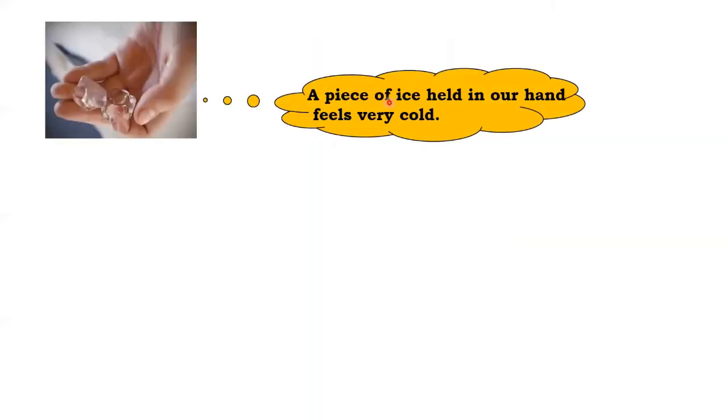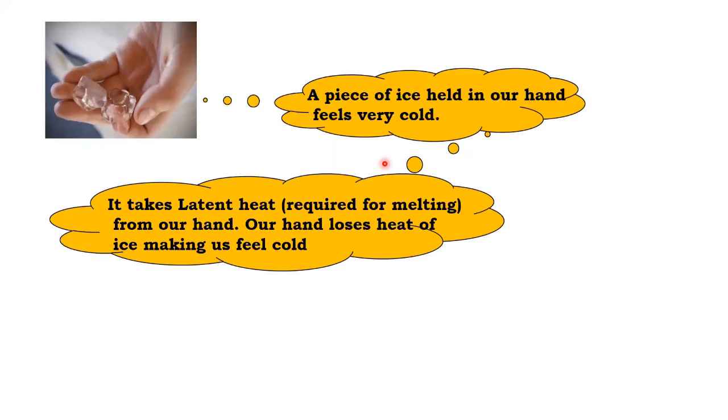Okay, आगे देखते हैं. A piece of ice held in our hand feels very cold. अगर हम लोग एक piece of ice लेते हैं, हम लोग के हाथ में रखेंगे, we'll feel it very cold. But in contrast, what happens is it takes latent heat from our hand. ये हमारे हाथ से latent heat energy को लेता है, right? हमारे हाथ में जो गर्मी होती है उस गर्मी को absorb करता है, and ये absorb करने के बाद जब उसको अपना latent heat मिल जाता है तो वो पिघलना शुरू होता है. It starts to melt down.